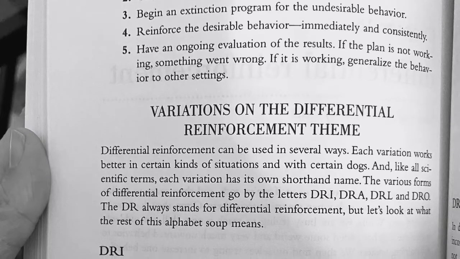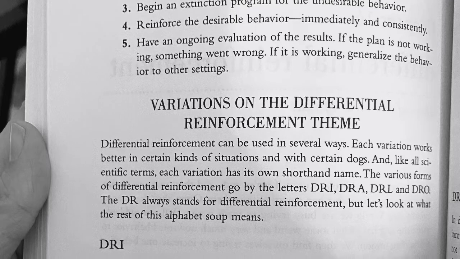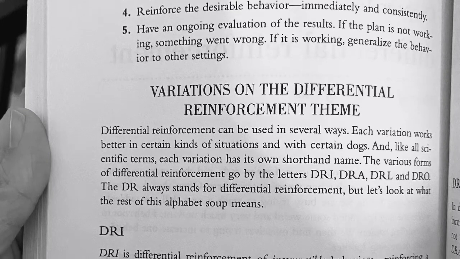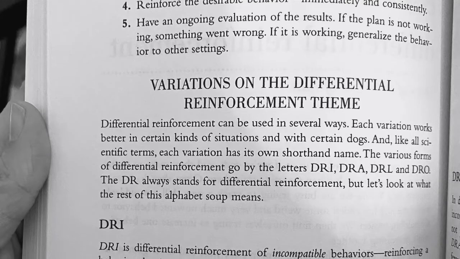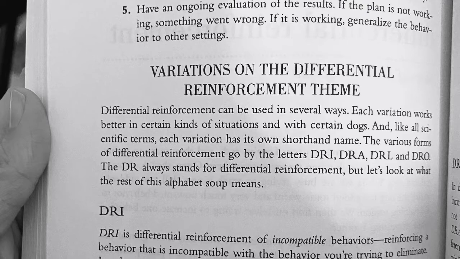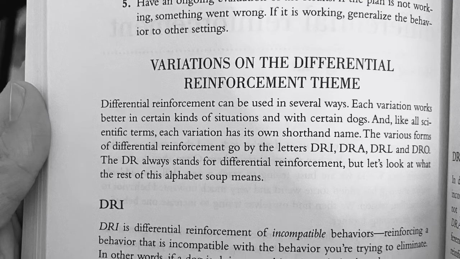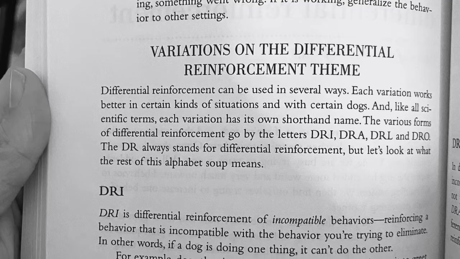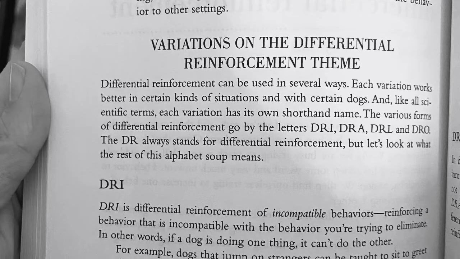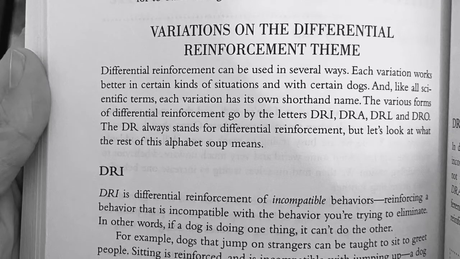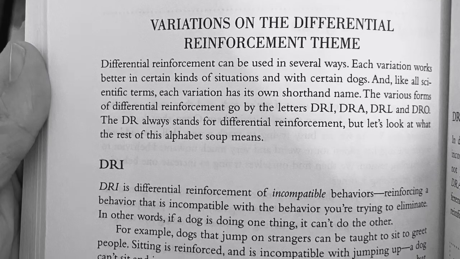Variations on the differential reinforcement theme. Differential reinforcement can be used in several ways. Each variation works better in certain kinds of situations and with certain dogs, and like all scientific terms, each variation has its own shorthand name. The various forms of differential reinforcement go by the letters DRI, DRA, DRL, and DRO. The DR always stands for differential reinforcement, but let's look at what the rest of this alphabet soup means.